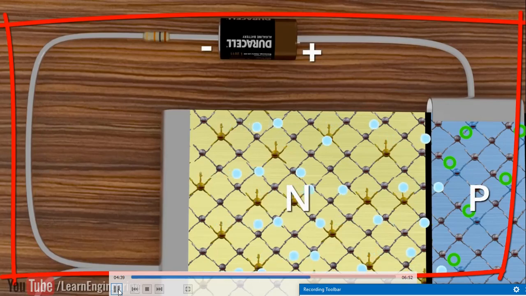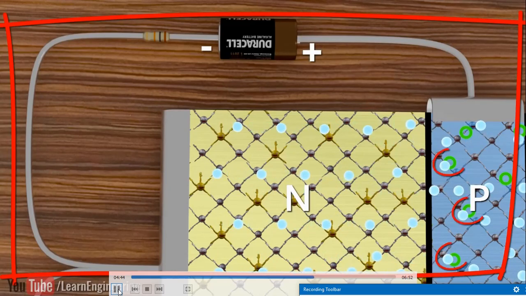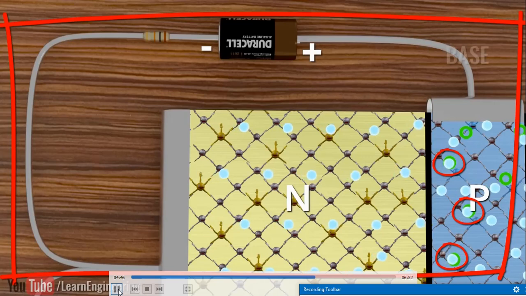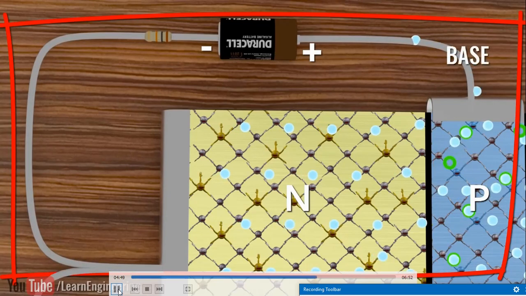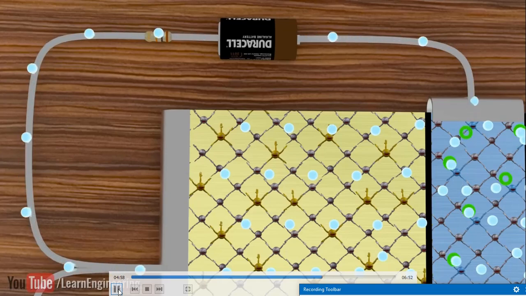So here what is happening? The positive is connected to the P type and the negative is connected to the N type, and therefore repulsion happens. This repulsion makes the electrons move across the junction, flow through the depletion region and go to the holes. Electron-hole pairs are created in the N type, and electrons move towards the P type. In that P type, electron-hole pairs recombine, and this procedure is happening.